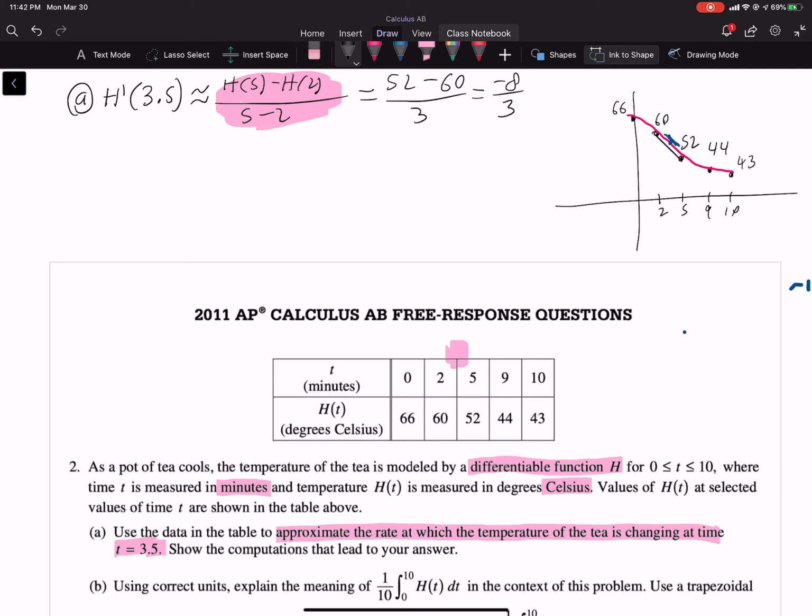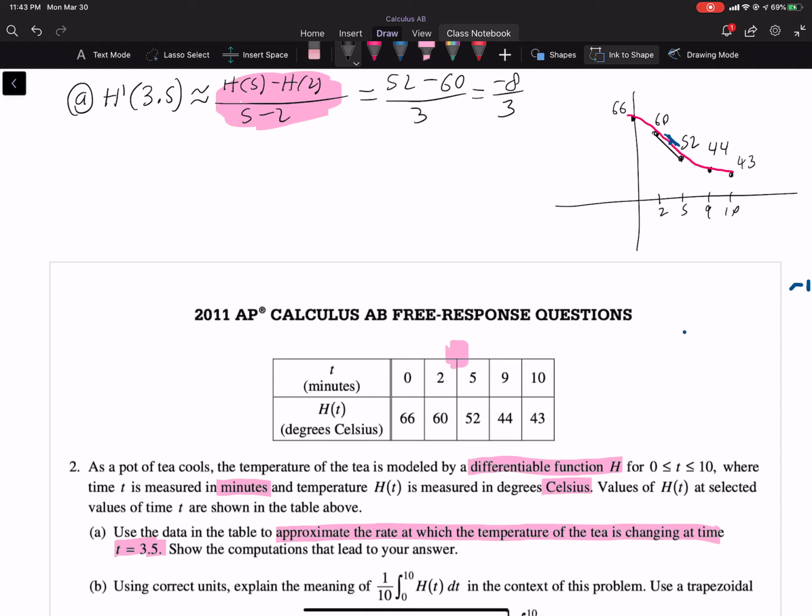Let's read the question to make sure we answered it completely. Approximate the rate at which the temperature T is changing. Show the computations. It does not ask for units, so you don't have to put units. So we're good at that stage. If you want to put units, that is perfectly fine, but we don't have to. All right, let's keep going.